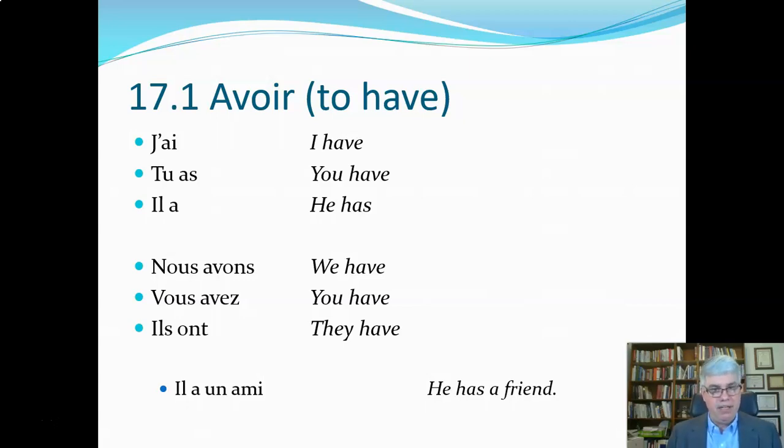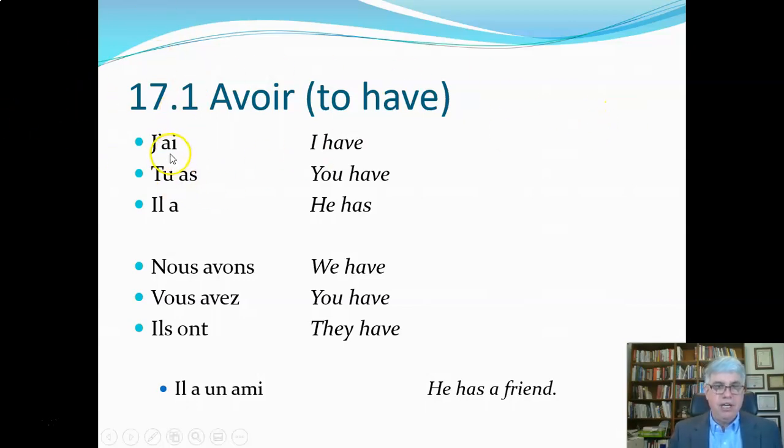They're always mandatory. So j'ai is I have, tu as is you have, il a is he has. The plural, we have nous avons, we have, vous avez, you have, and ils ont, they have. So we have the six forms, and they're all spelled differently.